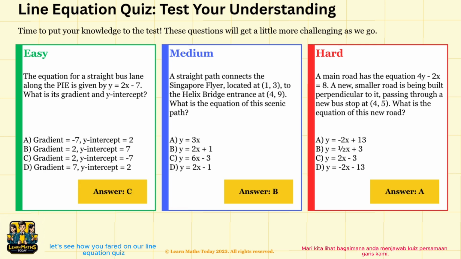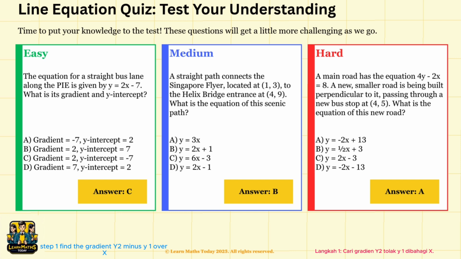Alright, let's see how you fared on our line equation quiz. Time to go through the answers and clarify any doubts. For the easy question, the equation was y equals to 2x minus 7. This is already in the y equals to mx plus c form. By direct comparison, the gradient m is 2 and the y-intercept c is negative 7. So the correct answer is C. Gradient equals to 2, y-intercept equals to negative 7. Simple as that.